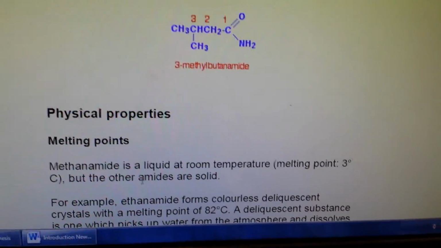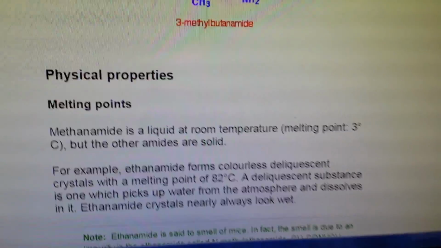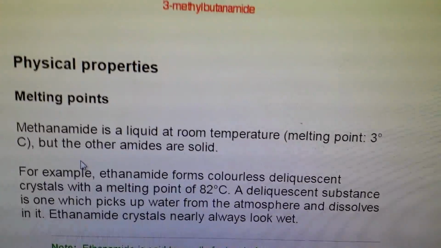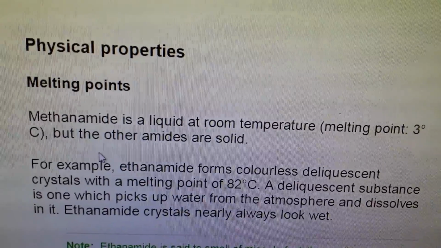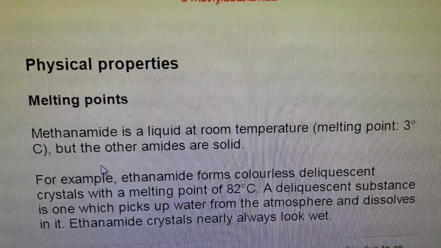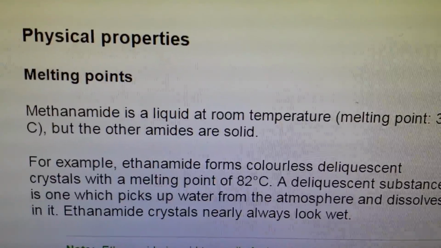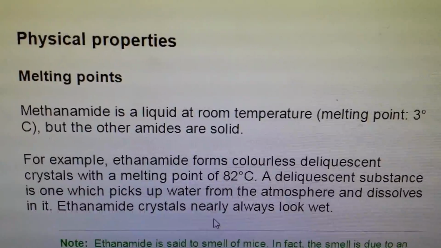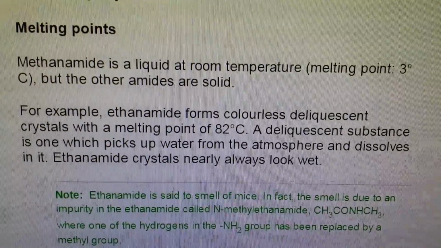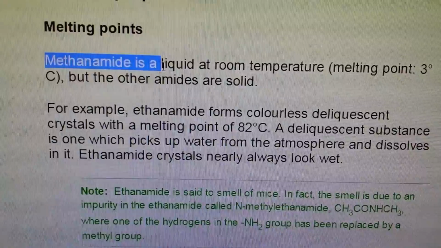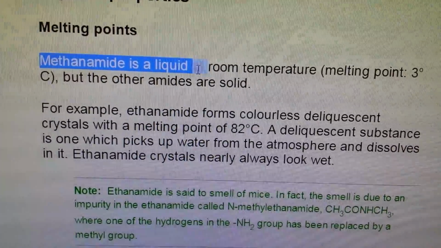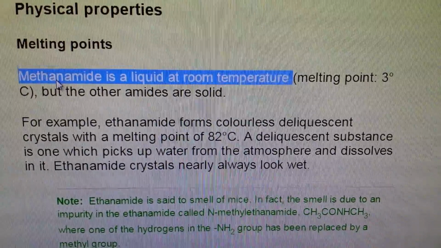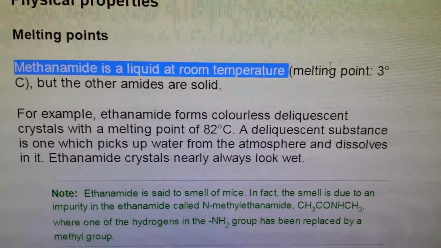Now this is naming. We talk about physical properties. Let's see how these melt. First, melting point. What kind of melting point would you expect? Amides have very good hydrogen bonding, so we expect a higher melting point. Let's see how it goes. The first thing is that methanamide is a liquid at room temperature, because it is a lower-number amide with just 1 carbon.